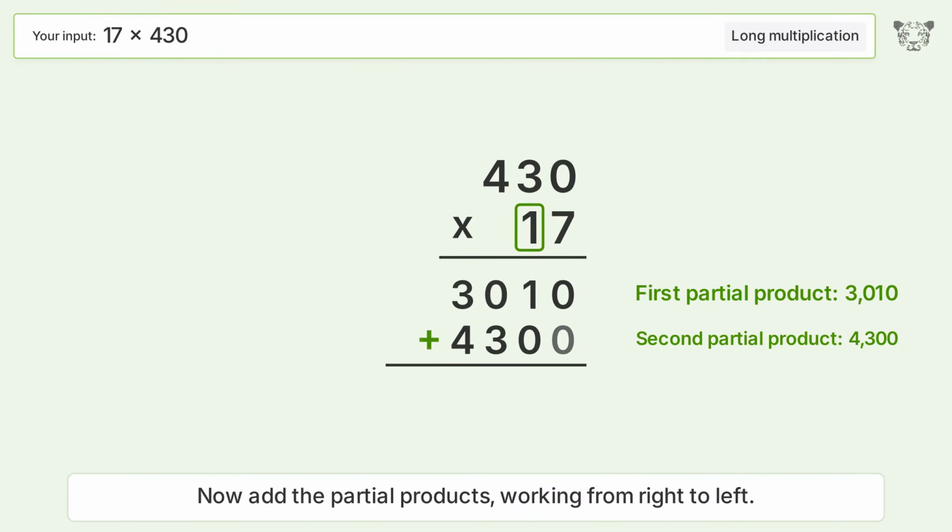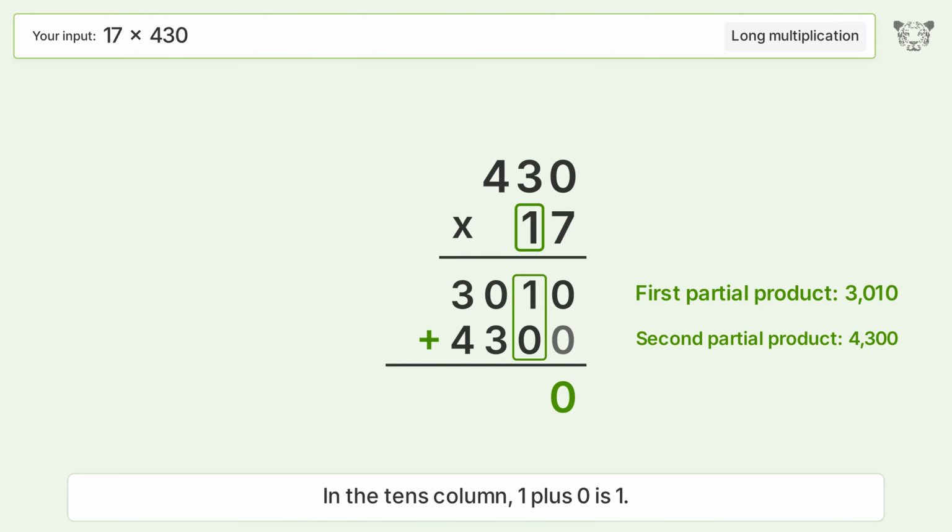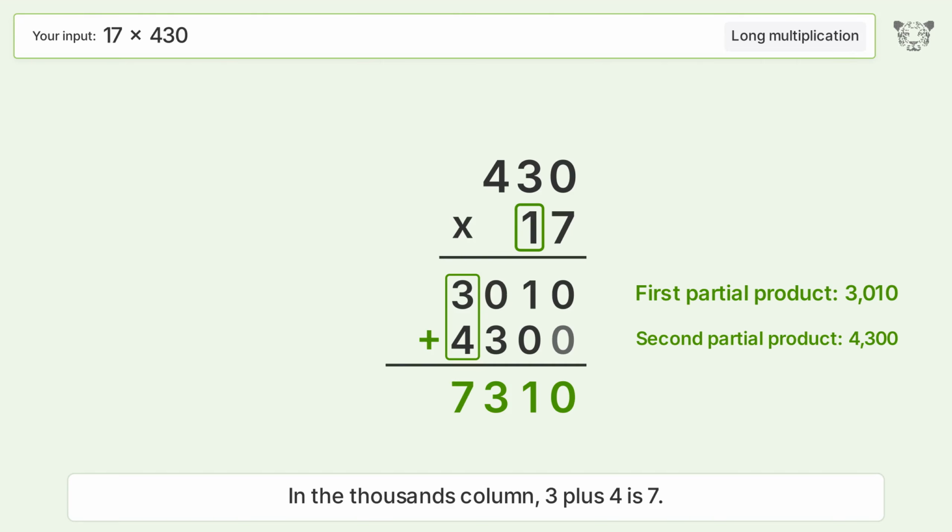Now add the partial products, working from right to left. In the ones column, 0 plus 0 is 0. In the tens column, 1 plus 0 is 1. In the hundreds column, 0 plus 3 is 3. In the thousands column, 3 plus 4 is 7.